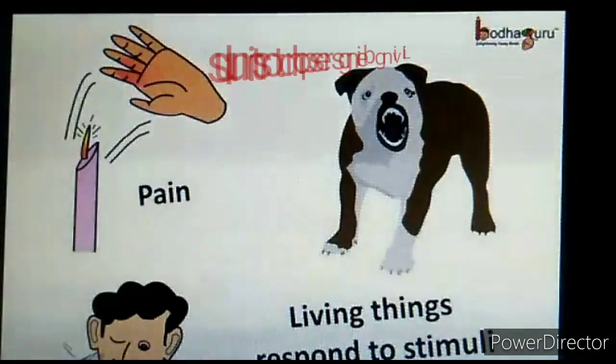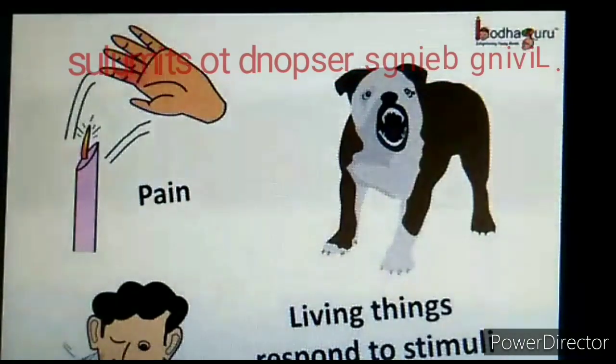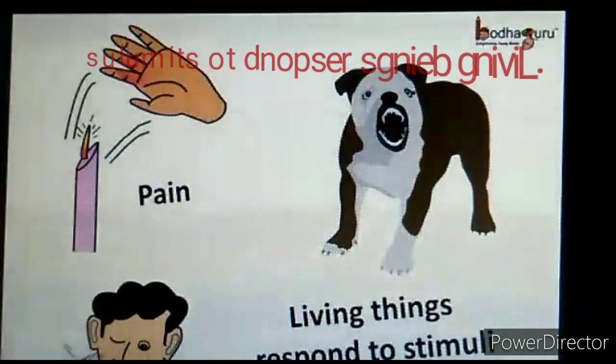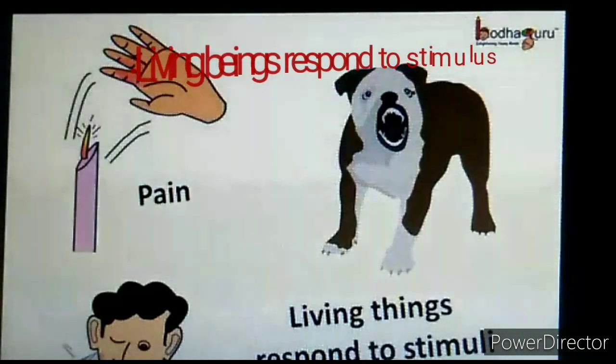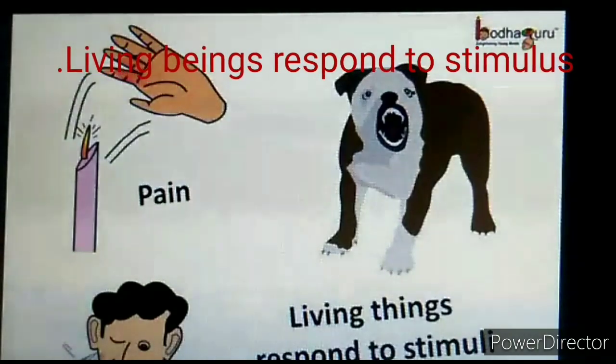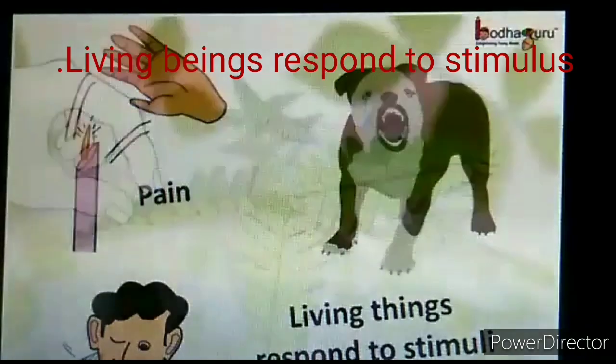A living organism responds to stimuli. When we touch something hot, what do we do? We remove our hand. This is the response. What causes the response? Touching something hot. That is the stimulus. Here the stimulus is heat. So if anyone provokes a dog, it starts barking. So barking is the response to the stimulus of the provocation.